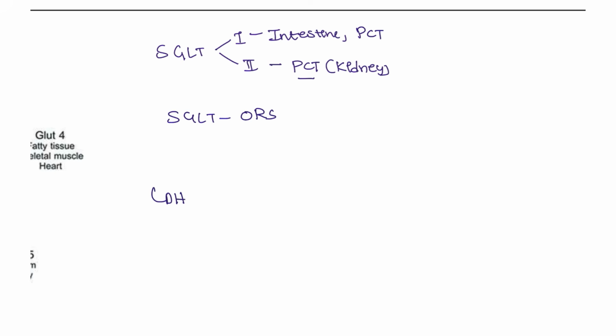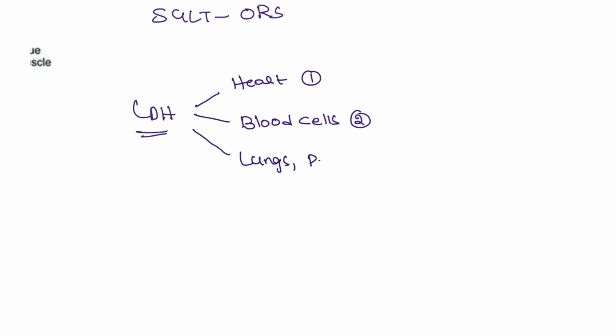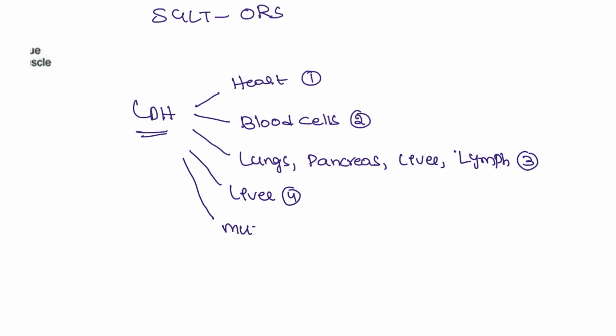Next, LDH. LDH type 1 is present in the heart. LDH type 2 is present in the blood cells. LDH3 is present in the lungs, pancreas, and lymph nodes. The fourth LDH is more prominent in the liver, and the fifth LDH is more prominent in muscle. This is the fifth type.